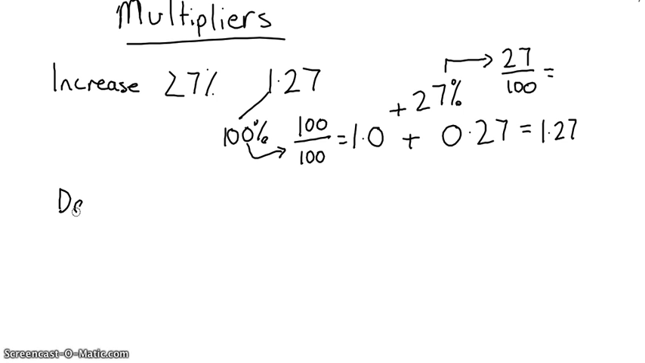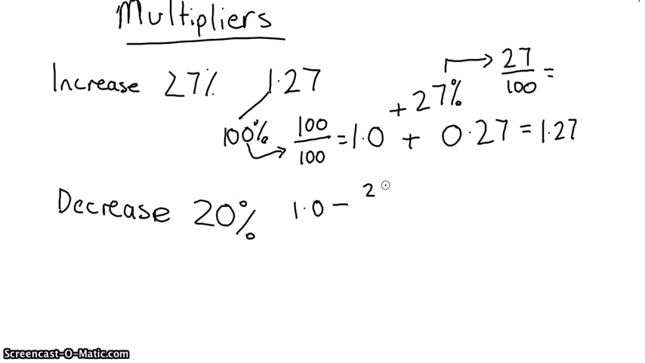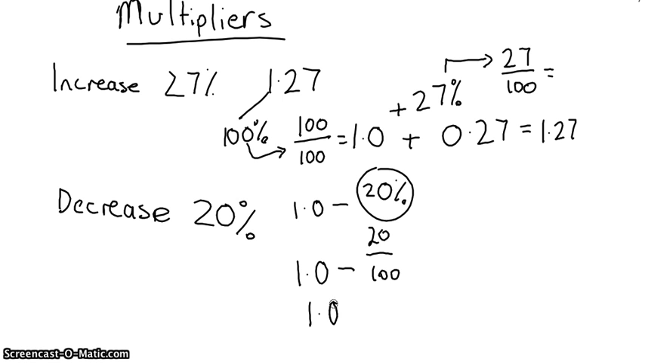When we are decreasing by 20%, we no longer have the 100%. Okay? So it's again our 1.0 subtract our 20%. What does that look like? 20 over 100. 1.0 take 20 over 100 is 1.0 take 0.2. And so we're only getting 80 or 0.80 of that total for 20% off.